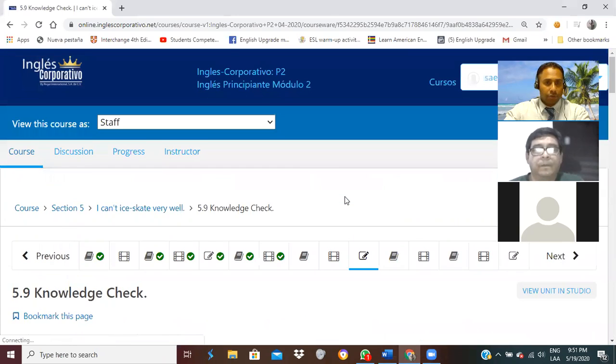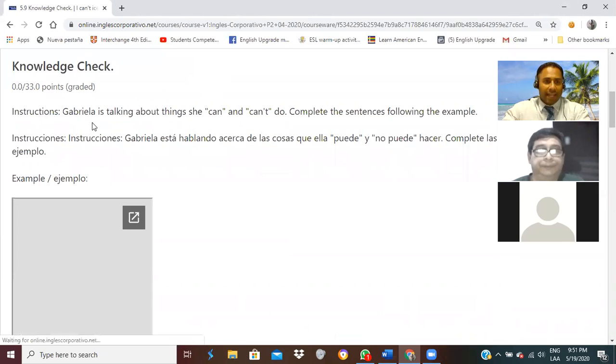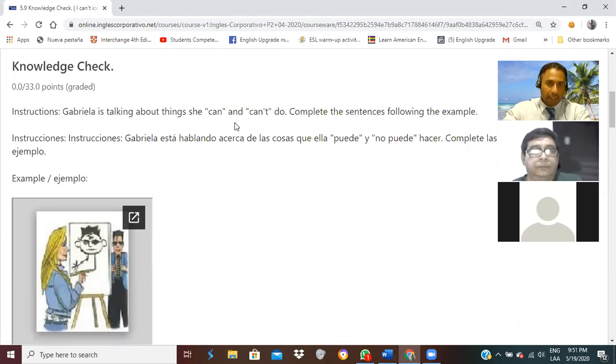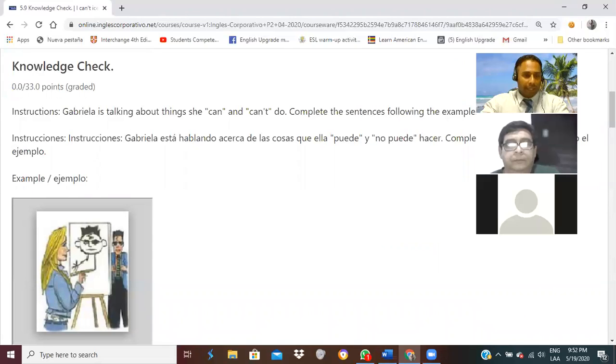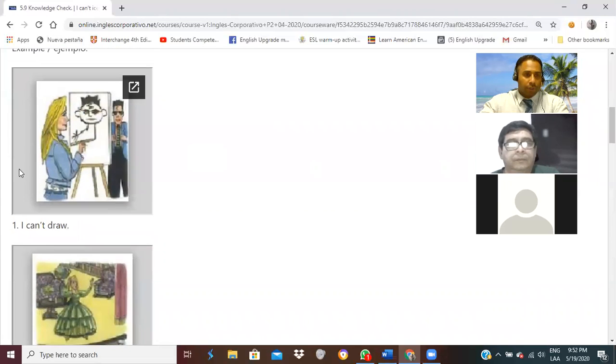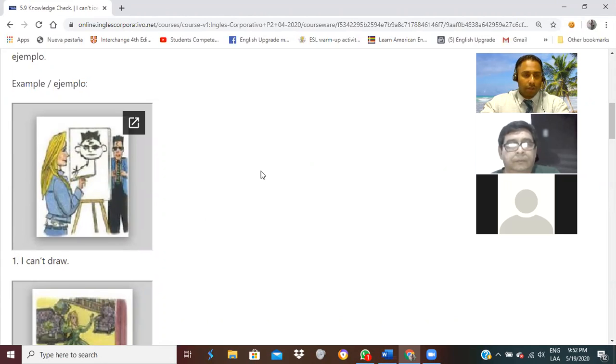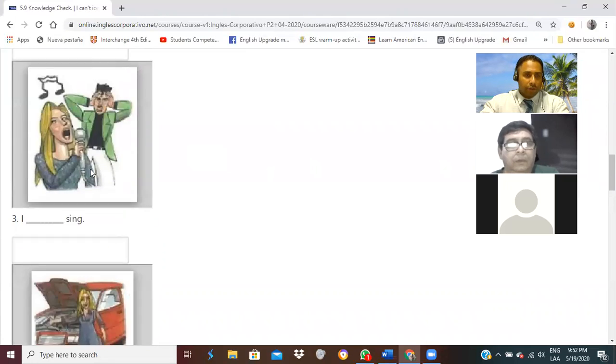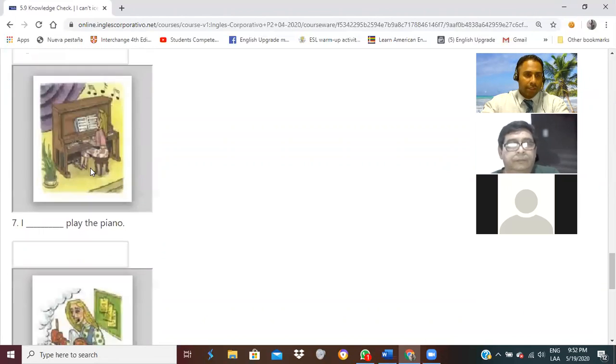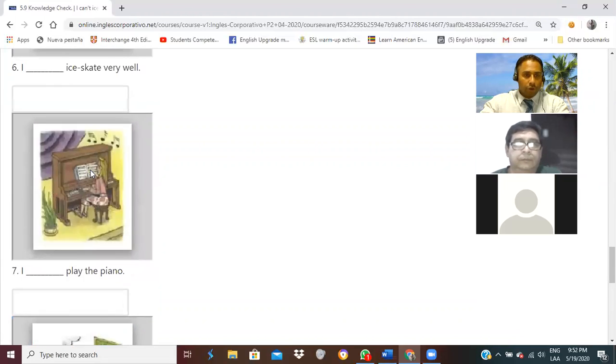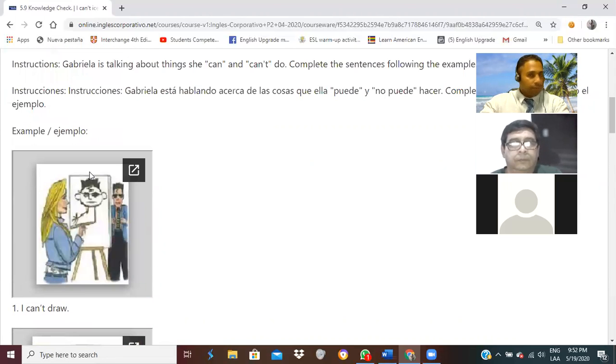Nos quedan 10 minutos. Knowledge check. Instructions. Gabriela is talking about things she can and can't do. Complete the sentences following the example. Instrucciones. Gabriela está hablando acerca de las cosas que ella puede y no puede hacer. Completa las oraciones siguiendo el ejemplo. Este es el ejemplo. Number one, I can't draw. So aquí vas a terminar la dos, tres, cuatro, cinco, seis, siete, ocho, con lo correcto. Can positivo, can't negativo. Tiene 5 minutos.